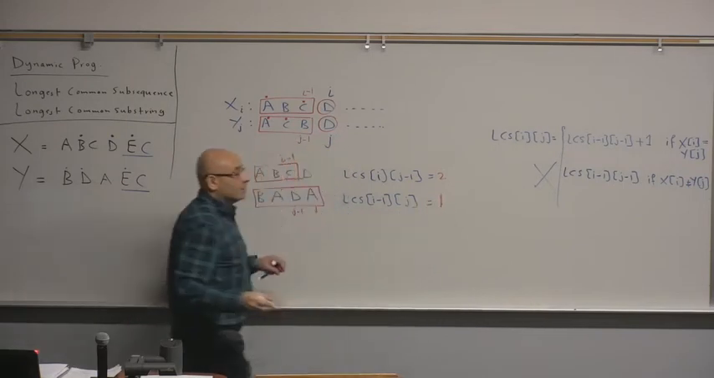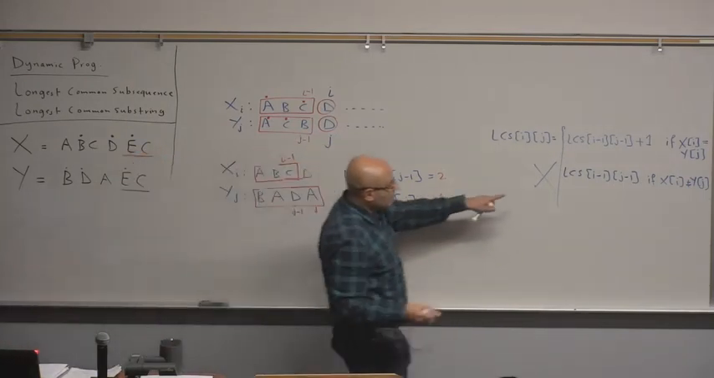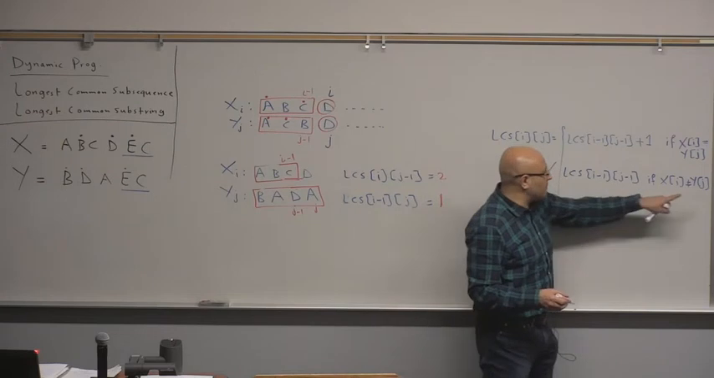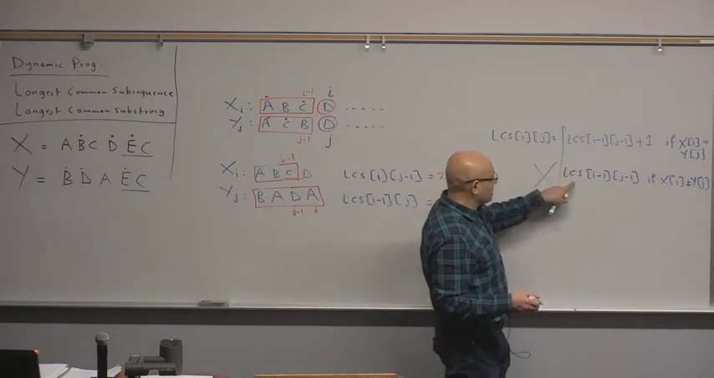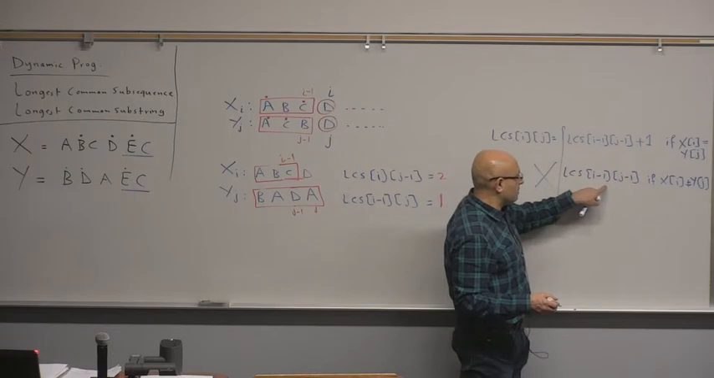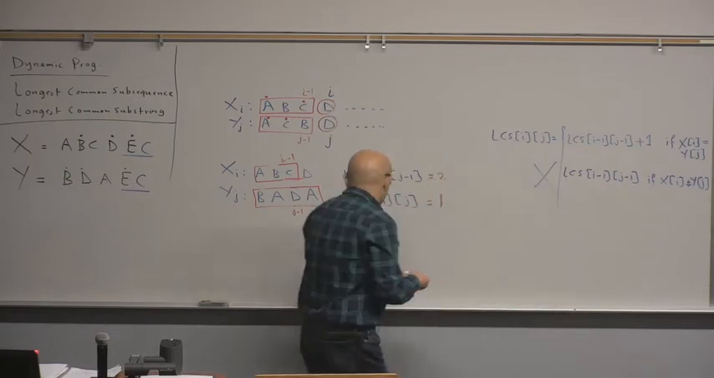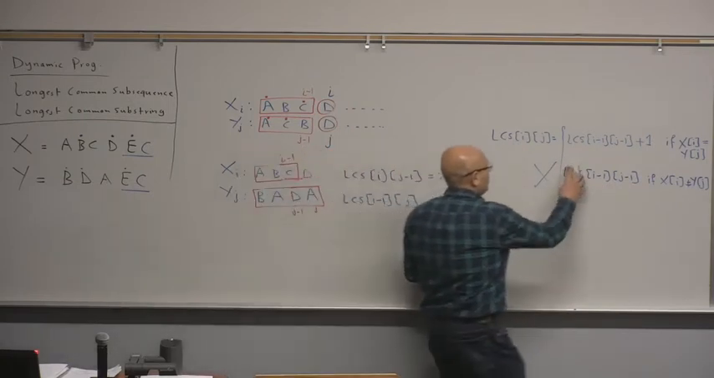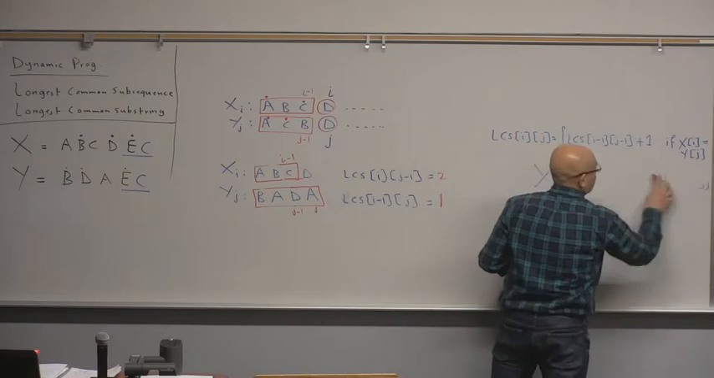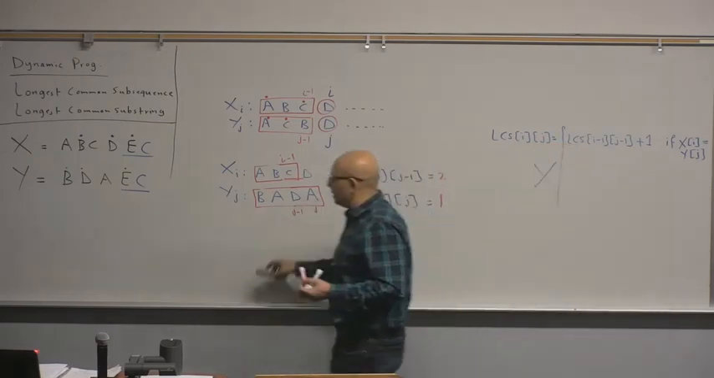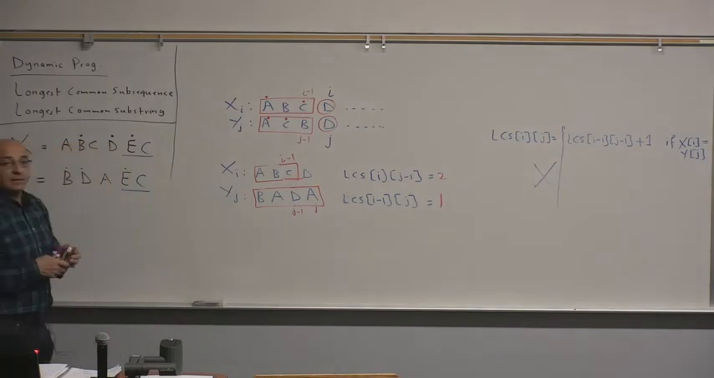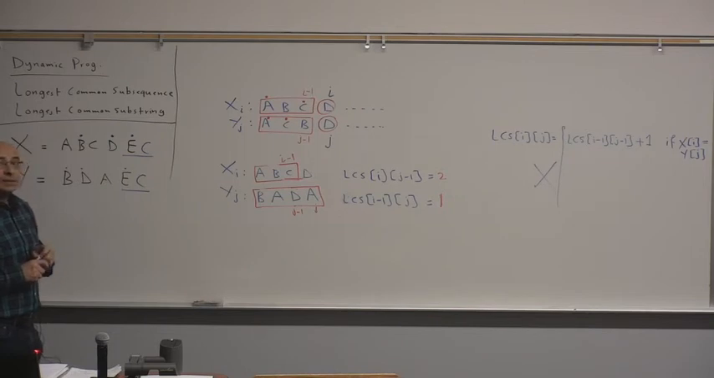Okay, so now this is not true. If x of i is not equal to y of j, the longest common subsequence is not going to be the longest common subsequence of i minus 1 and j minus 1. So this is wrong. But what should it be? What should we write here? How can we get the right answer? Generalize this. The maximum of these two, the best of these two.